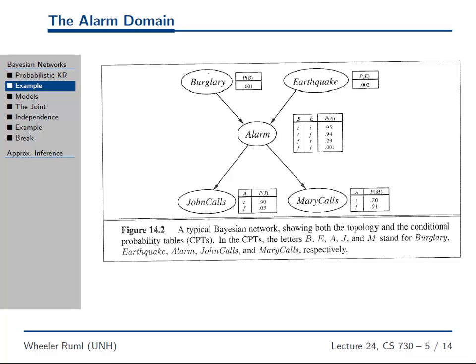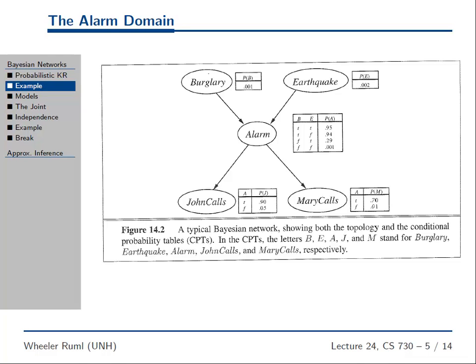Now, it's not just all circles and arrows. There are numbers too. These are called conditional probability tables, and there's one of them for every variable. If you're a variable that has no parents, no in-arcs, there are no conditions, so it's just a blatant probability. It's the prior probability that burglary is true. So the prior probability that burglary is true is 0.001, so 0.1%. The prior probability of earthquake is twice as large, 0.002.